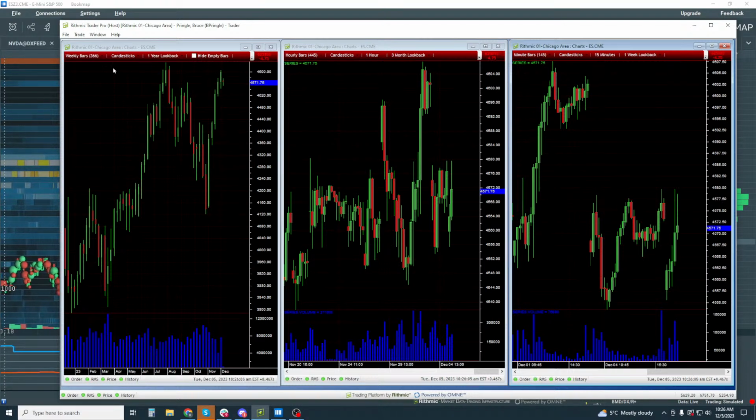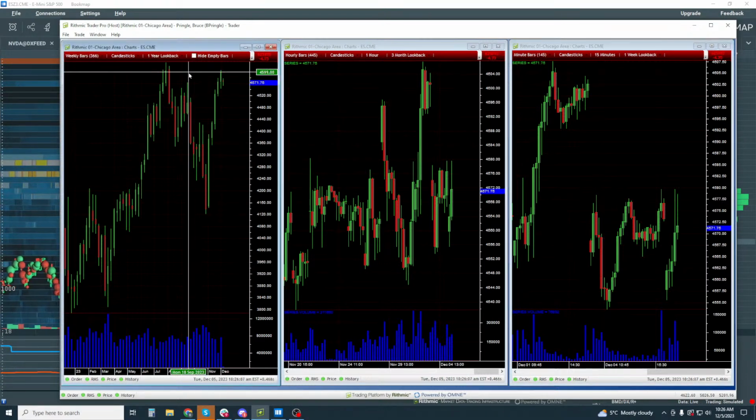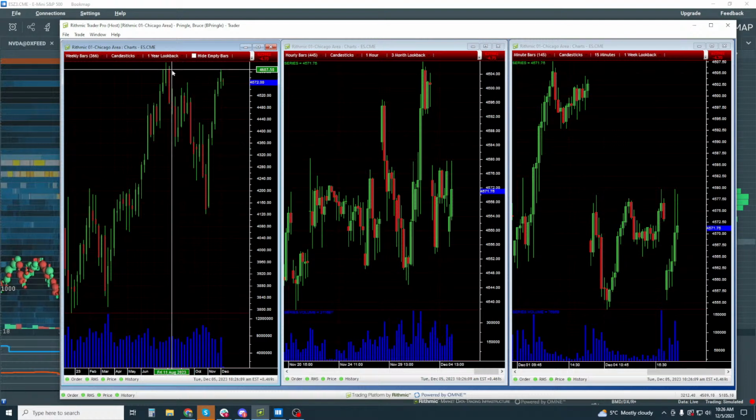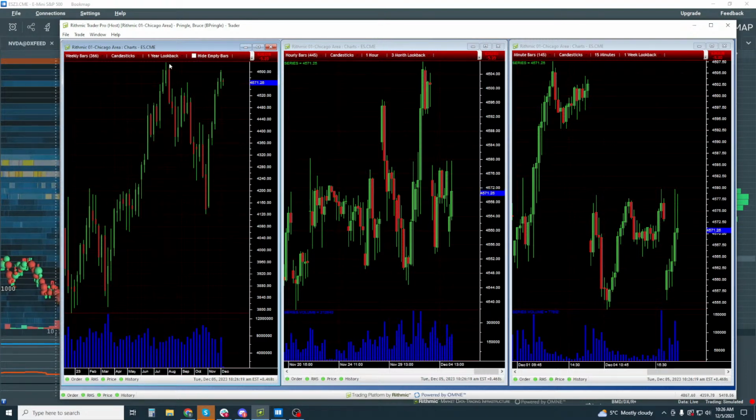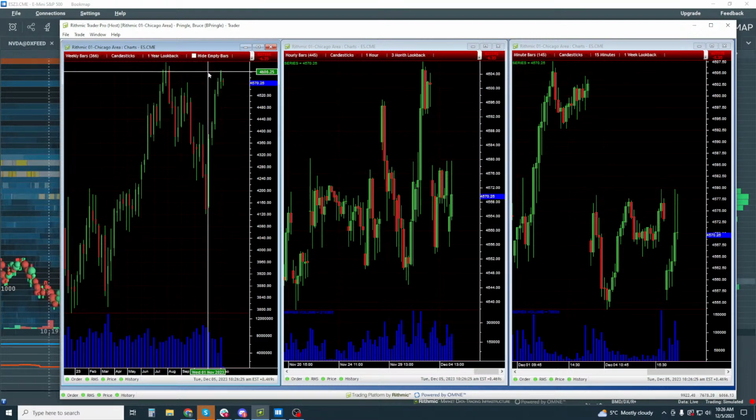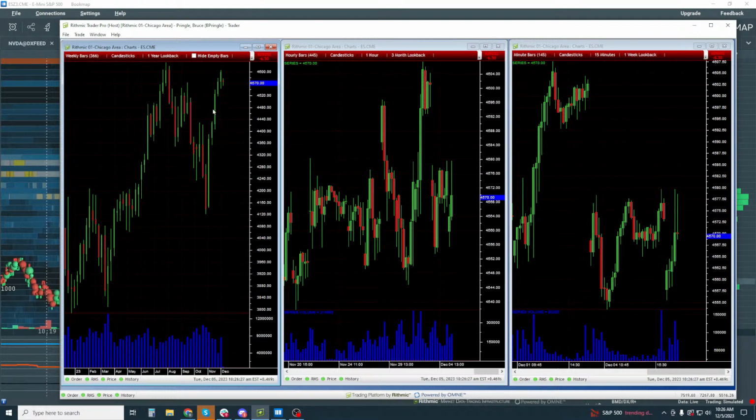What I wanted to show on the weekly is that we traded up into where the sellers came in. This was back in August, kind of early August actually, from this high that we see. And then we've reached that area. Now, we followed this move all the way up.